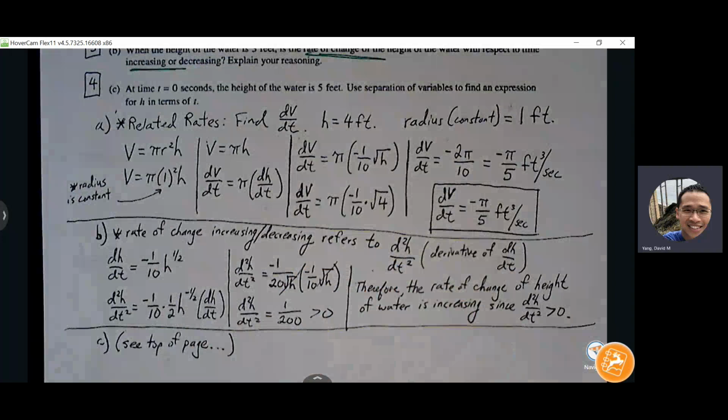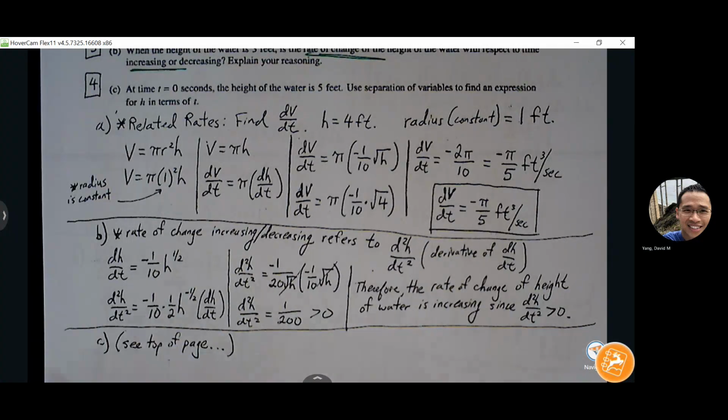Okay, part C. Separation of variables, so we're going to cross multiply, solve for h. Remember, h is a dependent variable, so we want h on the left and t on the right.